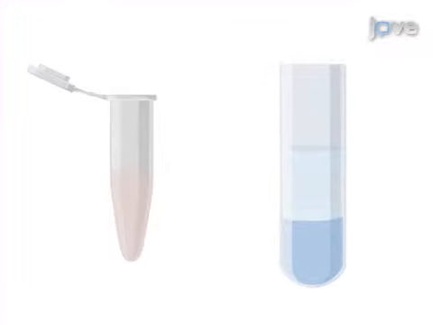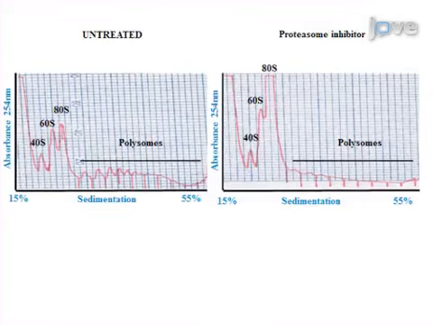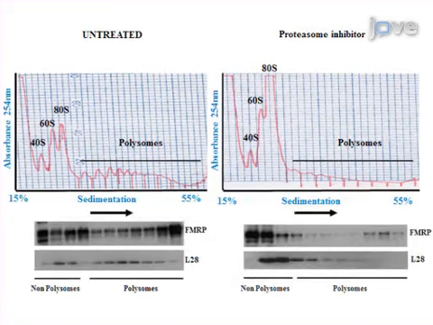The second step is to make sucrose gradients. Next, the cell extracts are loaded onto the sucrose gradients and ultracentrifuged to separate ribosomal fractions. Ultimately, Western blot analysis using specific antibodies is performed to assess the association of tested proteins with polysomes.